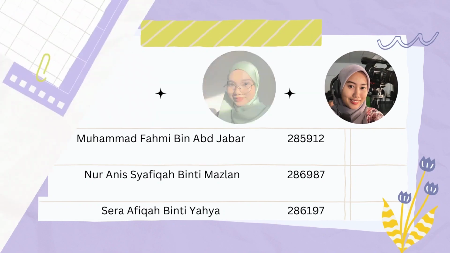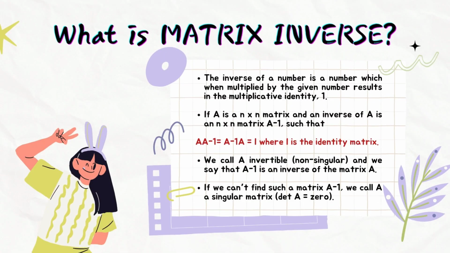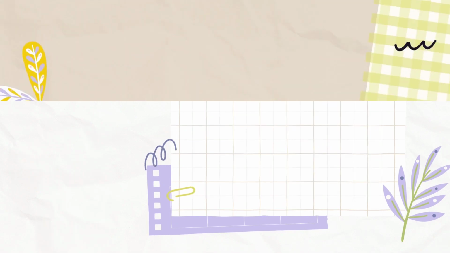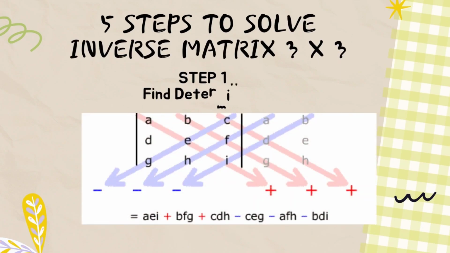What is matrix inverse? Matrix inverse is a number which when multiplied by the given number results in the multiplicative identity 1. A inverse is an inverse of a matrix A. If we can't find matrix A inverse, we call A a singular matrix, which is determinant A equal to 0. There are 5 steps to solve matrix 3 by 3.